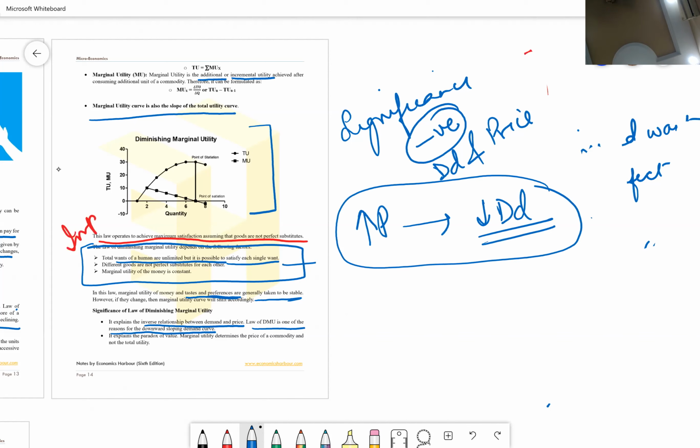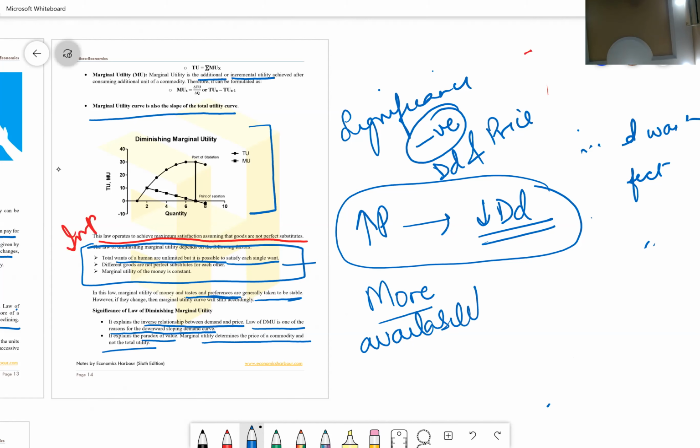Second thing is that it explains the paradox of value. Right. So the marginal utility determines the price of the commodity and not the total utility. So if there is more availability of a good, it will be less desirable. And as a result, there will be a low price.